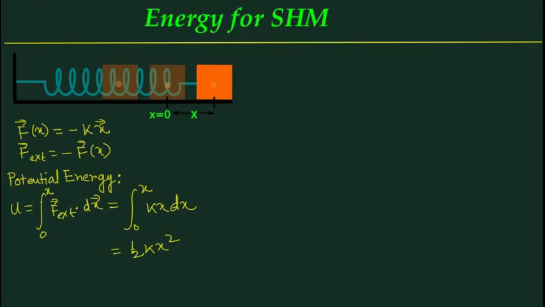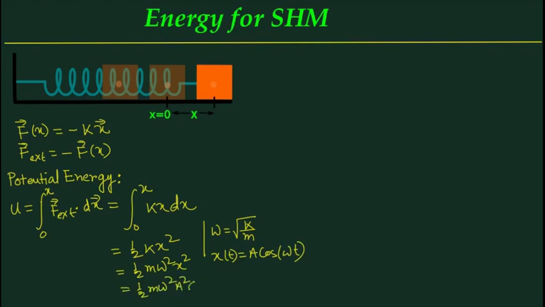We can express it in terms of the frequency of the oscillation, as omega equal to square root of k by the mass of the object. So it will be half m omega square x square. Now if x equal to a cosine of omega t, then we can express it in terms of time. That will be half m omega square a square cosine square omega t.